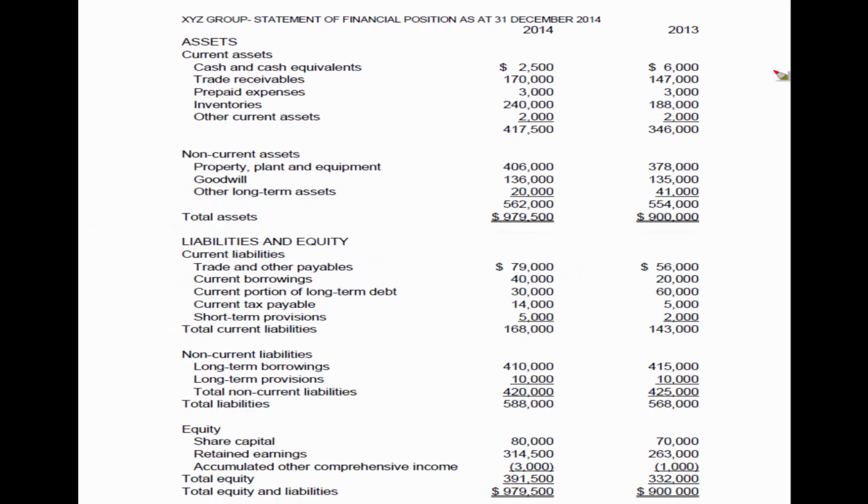Let's look at these numbers on our balance sheet. Here are our total liabilities. Here are our total assets. Our debt is 60% of the assets. In other words, we purchased this $979,500 using either debt or equity. If we used 60% to purchase using debt, then we have used more debt than equity to purchase these assets.